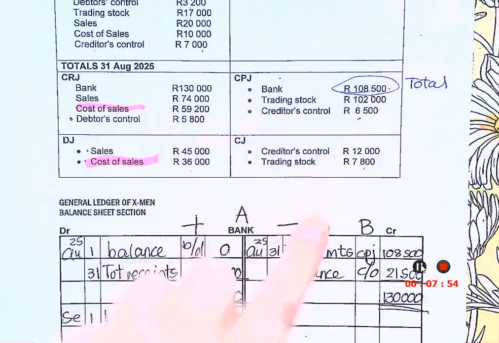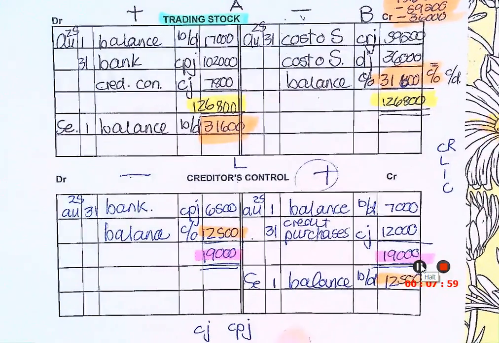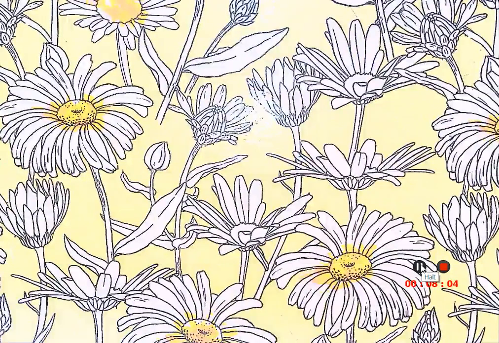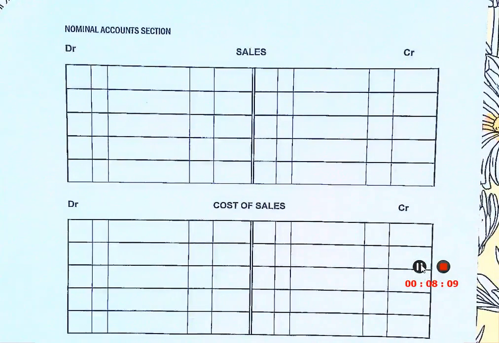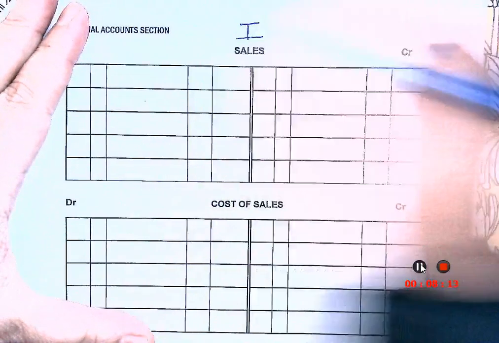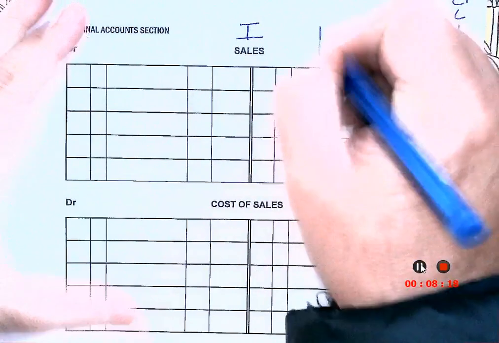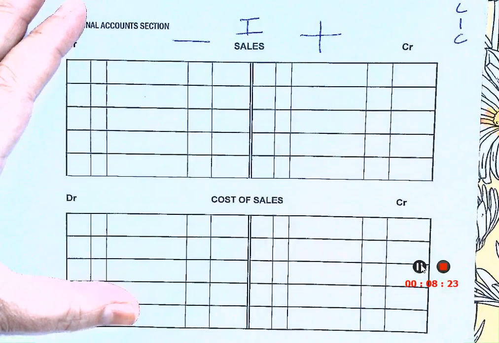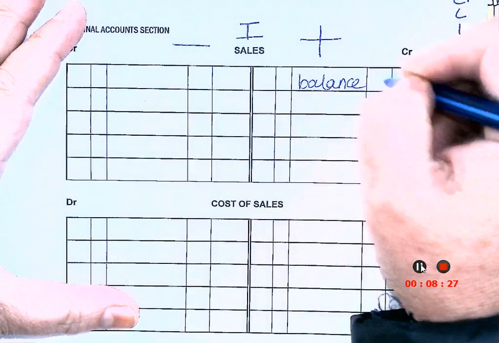Okay. The next T account I want us to do is sales and cost of sales. Now I know, what is sales? Asset, liability, income or expense? Income. So income is a credit account, ne? So it pluses on the credit side. If it pluses on the credit side, it means my balance is brought down on the credit side.